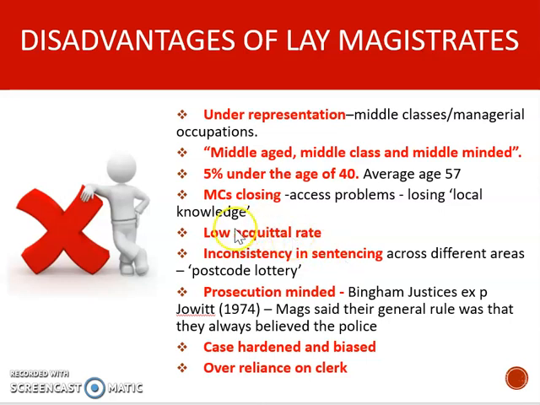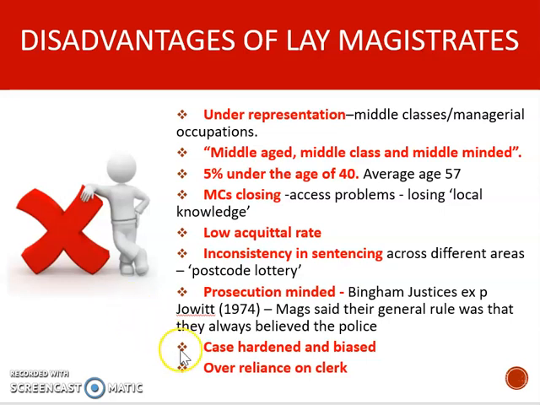Just coming back to the low acquittal rate, that links with the accusation that they're prosecution-minded. So there is a concern that magistrates are perhaps too willing to believe the police over individual defendants. And in this older case, Bingham Justices, the magistrates actually admitted that their general rule was that they believe the police. Obviously, that is a huge concern in terms of achieving justice.